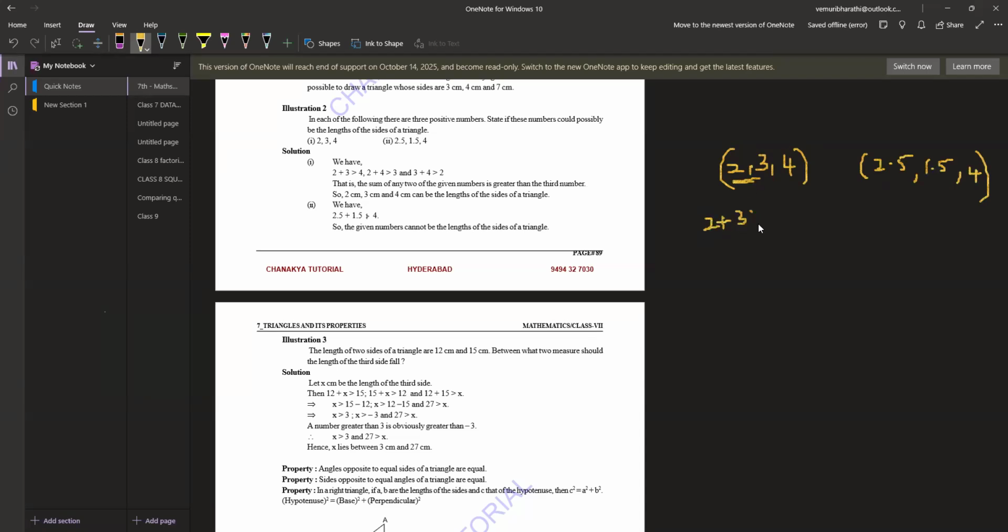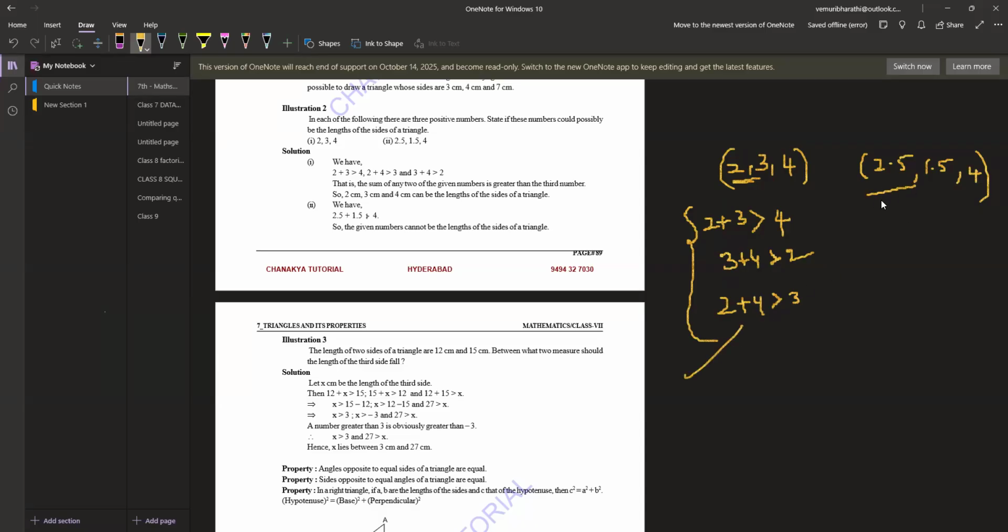2 plus 3 is always greater than 4. Yes. 3 plus 4 is greater than 2. Yes. And 2 plus 4 is greater than 3. 6 is always greater than that, yes, the condition is true. It's possible. With the sides 2, 3, 4, we can make a triangle, yes, this is possible.